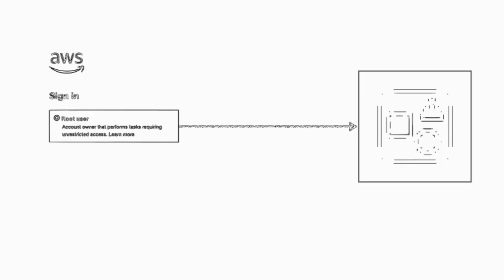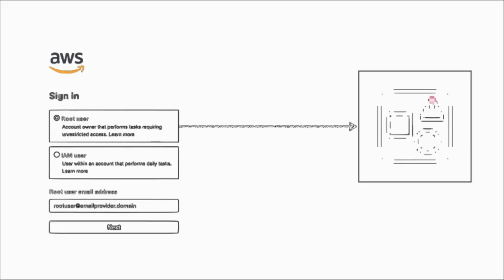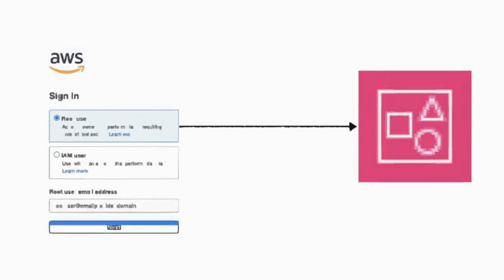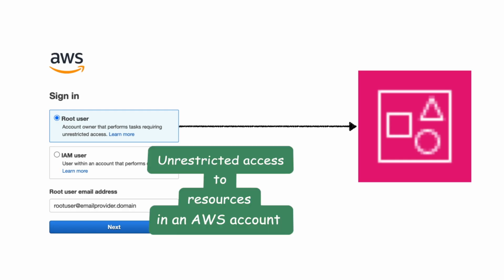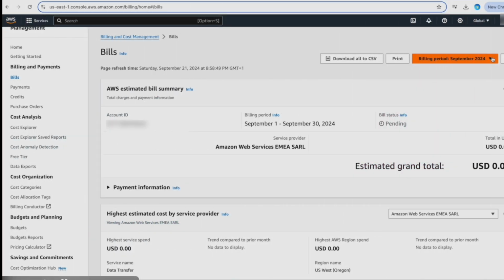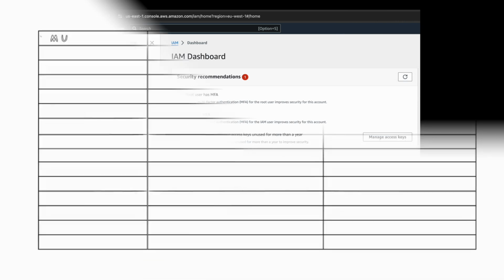When you first create an AWS account, you'll notice there's a single identity with access to everything. This is known as the root account user. It has full control over all resources, so it's important to keep this account secure and use it only for critical tasks like managing billing or creating new IAM users.